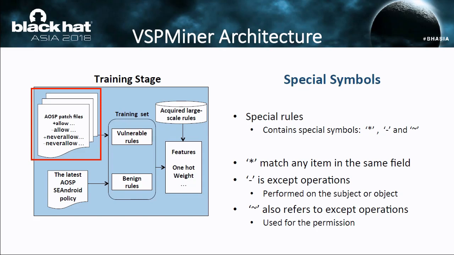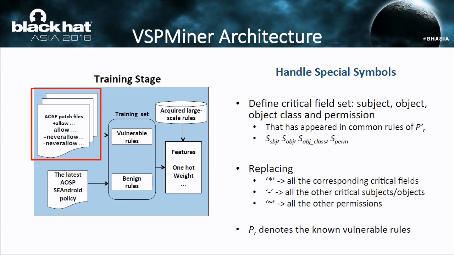However, there are some special symbols in some rules, such as the star, the dash, and also the vertical line, because they have different meanings. So we should handle these special symbols. The star can match any item in the same field, and the dash is an exception operation, which will be performed on the subject and also the object. And the vertical line also refers to exception operations and is used in the permission.